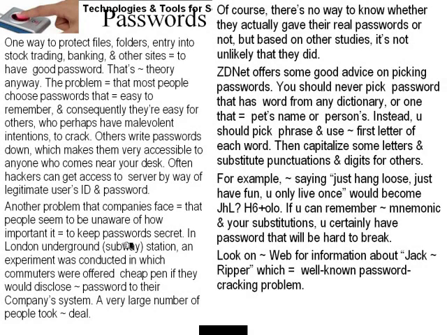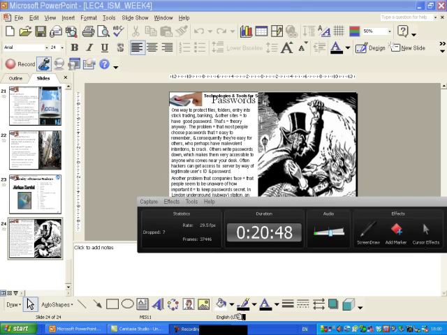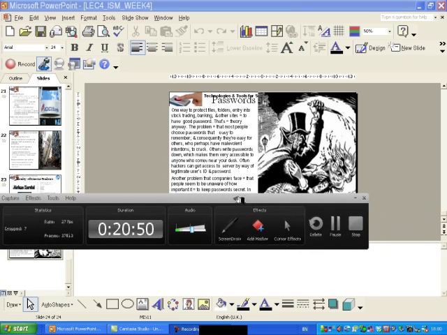Okay. There's some work here on passwords. Have a look at this, and I think we're done. Okay, let's go to here, take that along to there.